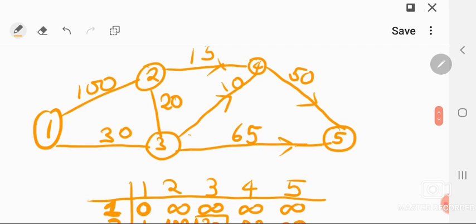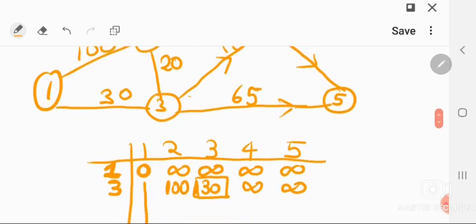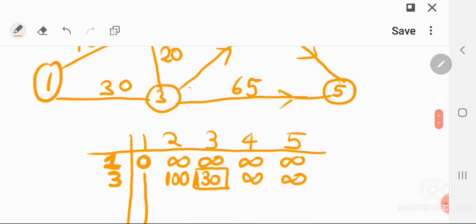Of 30. So it will be 30 plus any other thing. That's how it will be. So 30 plus 20 will give you 50. So you can record your 50.